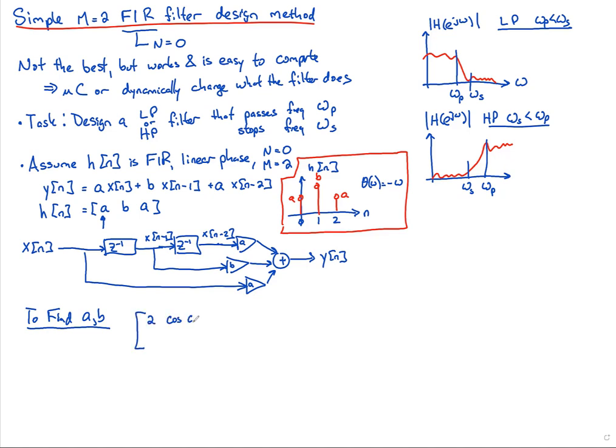2 cosine omega sub p, 2 cosine omega sub s, and 1. So these are multiplied by each other. So this is a 2 by 2 matrix. And you'll predefine what frequencies it passes and what frequencies it stops. And these are the coefficients we want to solve. And this is equal to 1 and 0.